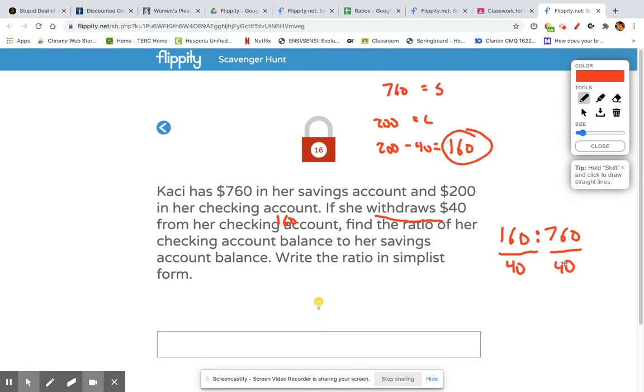All right, and I'm just going to use a calculator. Well, I know that, so 160 divided by 40, that should be 4. And 760, I'm going to guess that's 19. 760 divided by 40 is 19. All right, so we have 4 to 19, and that is our ratio, 4 to 19.